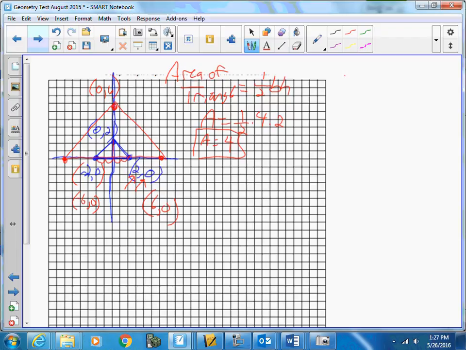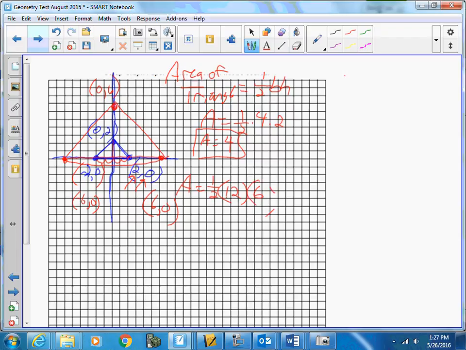Now let's look at the area of the image. So the image, the base is now 1, 2, 3, 4, 5, 6, 7, 8, 9, 10, 11, 12. So here to here is 12. Area equals 1/2 times 12. And the height is now 6.